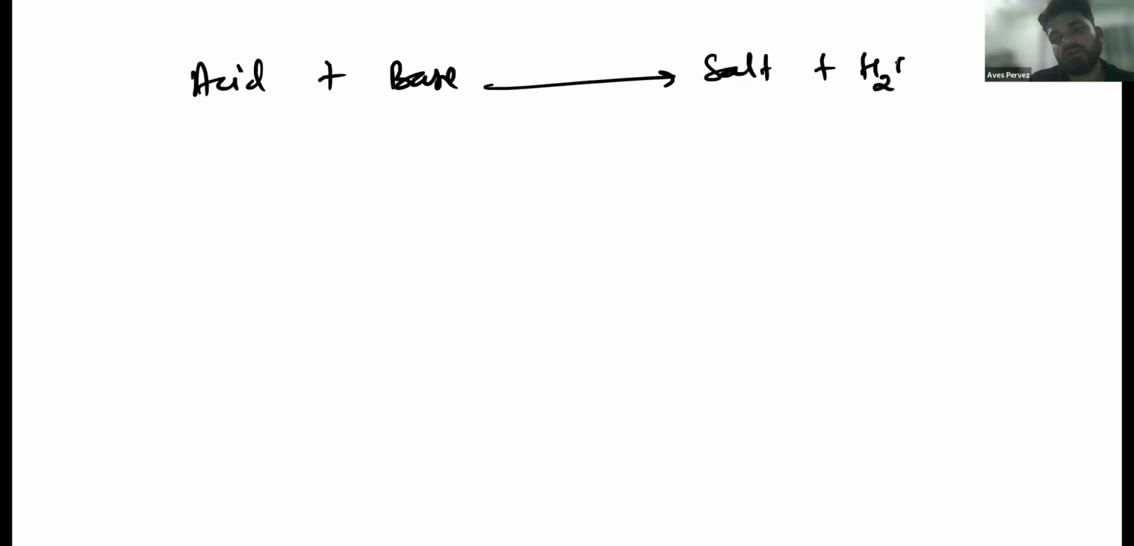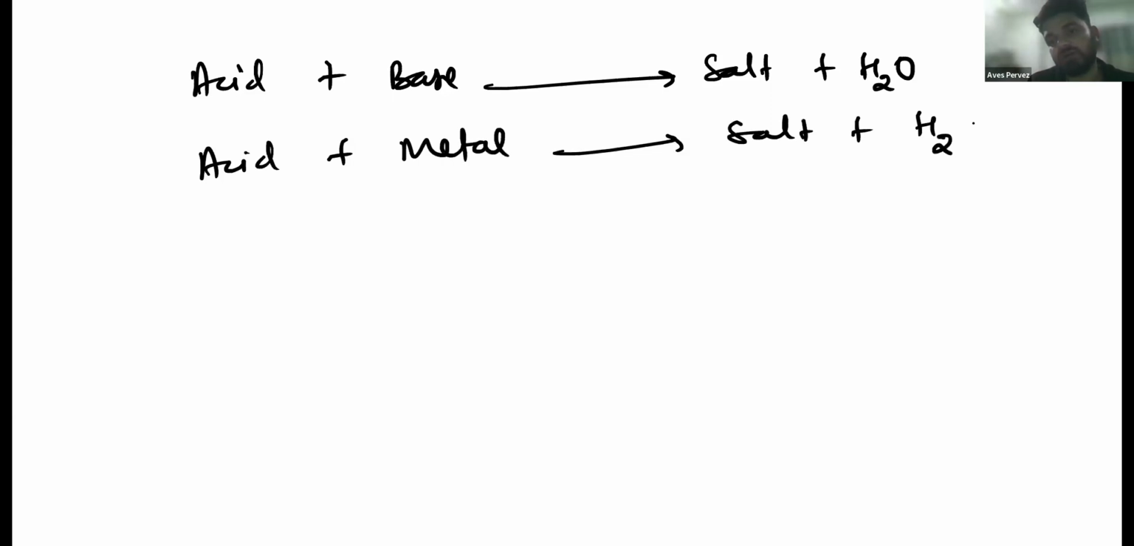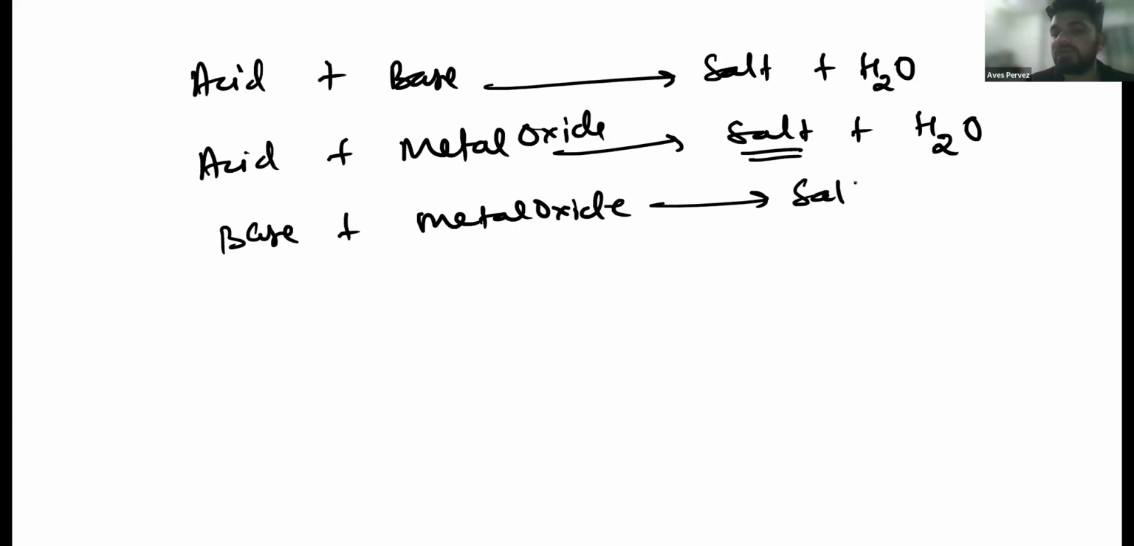You know that acid, we were studying this one. Acid when it reacts with base gives salt plus water. And you know that acid when it reacts with metal oxide gives salt plus water. Now bases are also reacting with metal oxide, and it is also forming salt plus water.